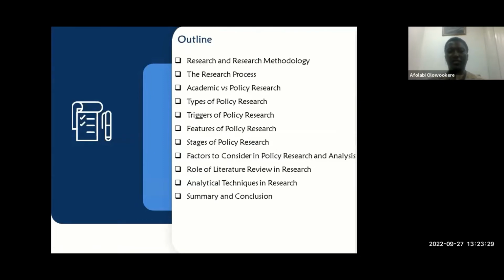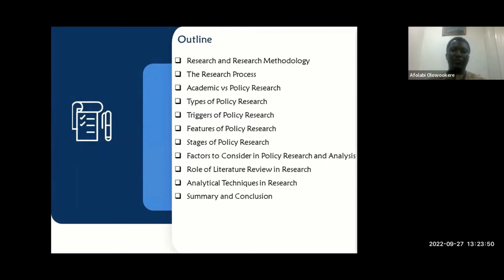I'll be speaking about the research process. We will look at academic versus policy research. Academic research is very useful. I'm sure a number of academics are on this call, as well as a number of policymakers and business owners. So we can see how we can bring all these things together.